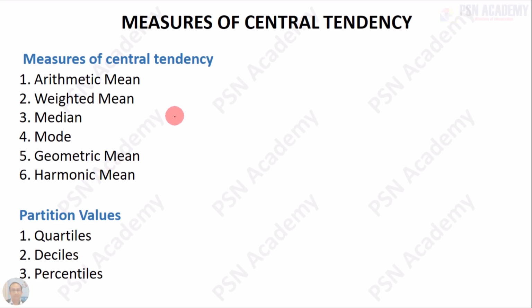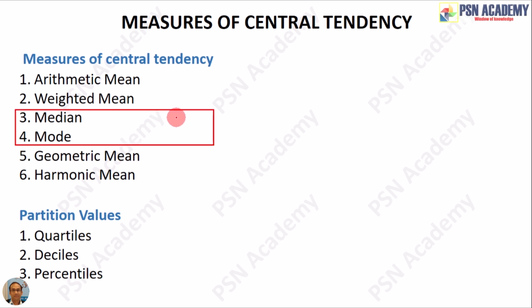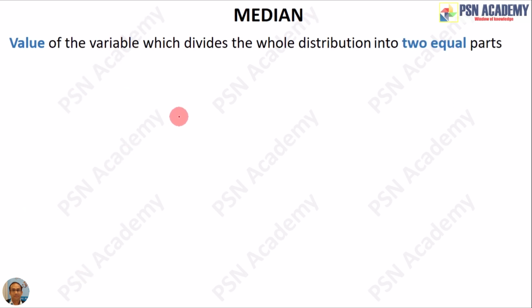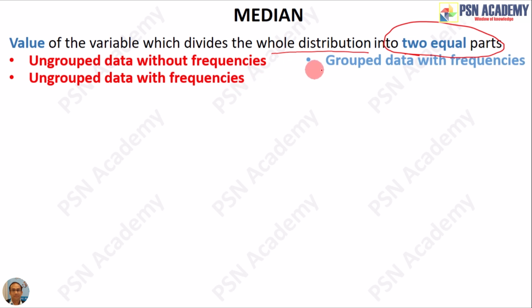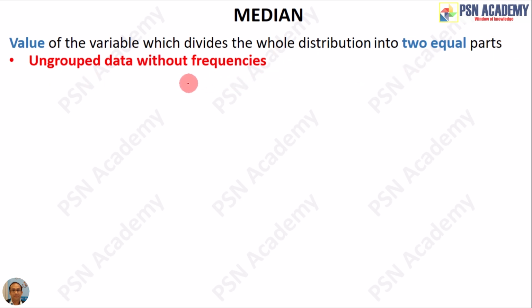Hi, in this video we will talk about median and mode. Median is that value of the variable that divides the whole distribution into two equal parts. Now to go for median, we have three types of data: ungrouped data without frequencies, ungrouped data with frequencies, and grouped data with frequencies. So we start with ungrouped data without frequencies.